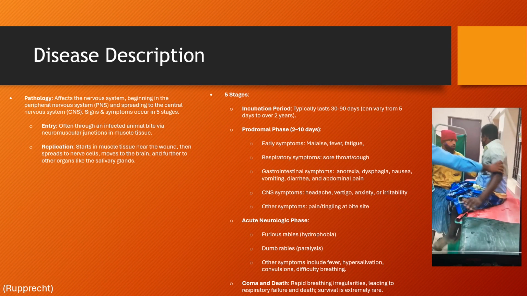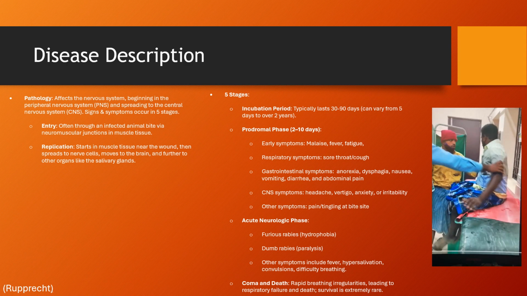The acute neurologic phase includes clear signs of central nervous system dysfunction and is classified into 2 forms depending on the dominant clinical symptom. Either furious rabies, where hydrophobia, the fear of water, is the dominant symptom, or dumb rabies, where paralysis is the dominant symptom. Other features of either form include fever, hypersalivation, convulsions, and difficulty breathing.